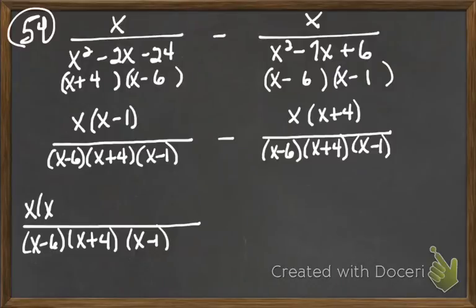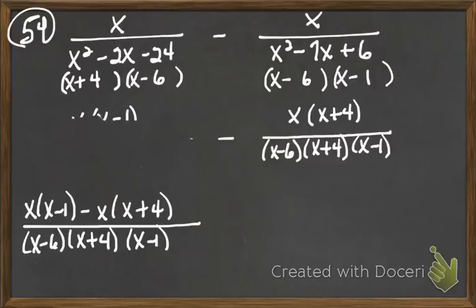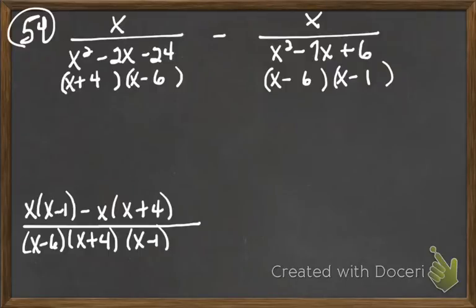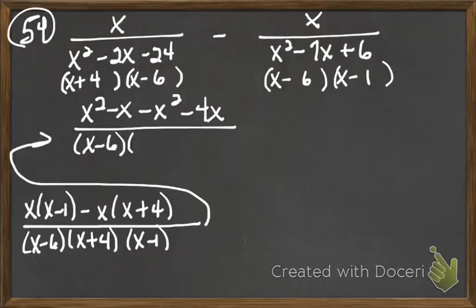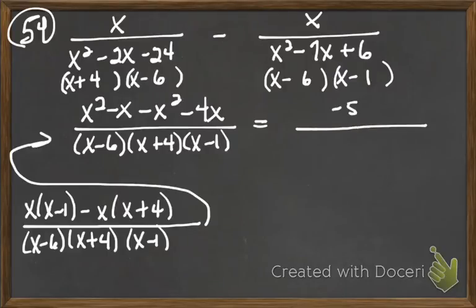So then we have x times x minus 1 minus x times x plus 4 in our numerator. So now we're just simplifying the numerator. Right here. Excuse me. So we get x squared minus x squared minus 4x. And then bring down our denominator. Continue to simplify the numerator. And what does the numerator simplify out to be? Negative 5x.